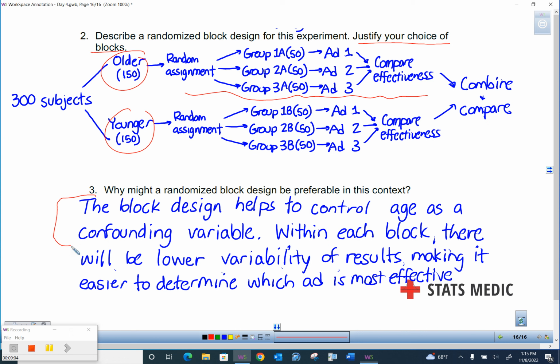Okay, but the important part to know is we're learning about blocking here, and with blocking, there's going to be lower variability of the results. Okay, that is the benefit. And that lets us hopefully determine which ad was the most effective overall despite age or whatever else you chose.